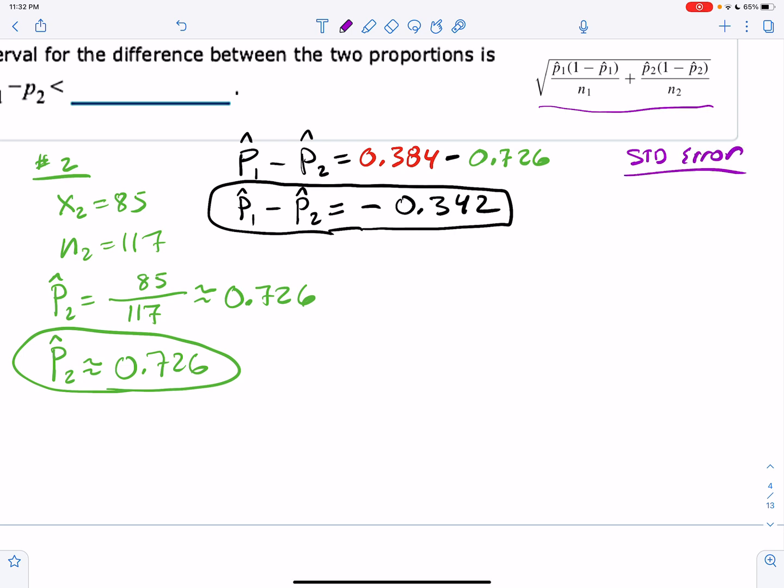Now standard error, I've got, let's say something, I got a phone call coming in.